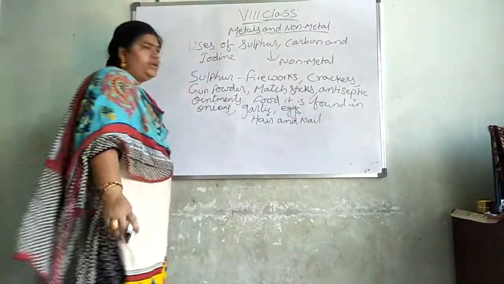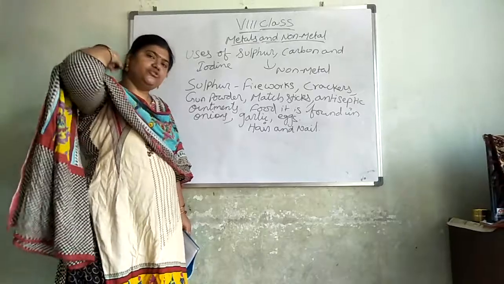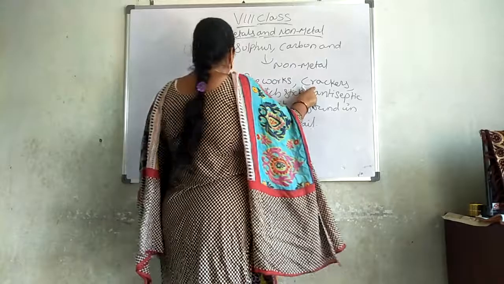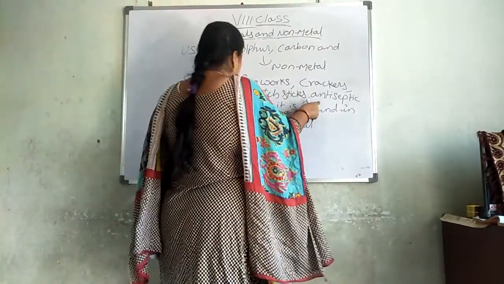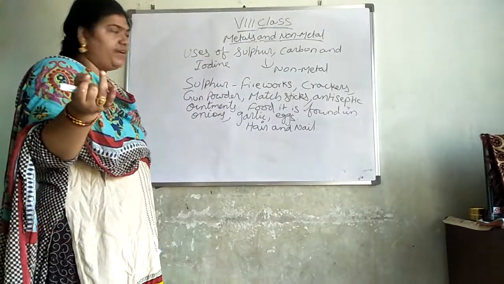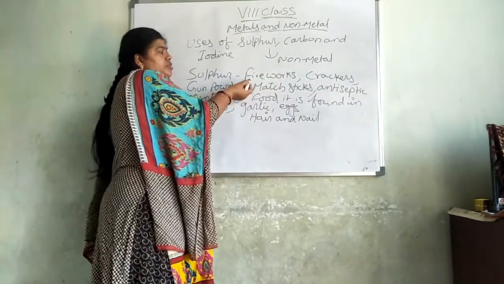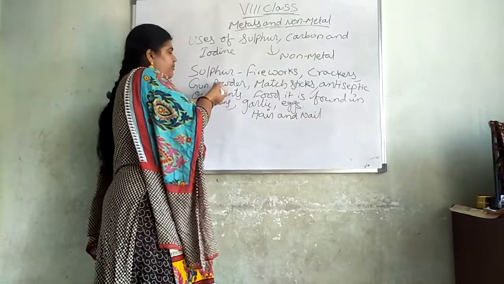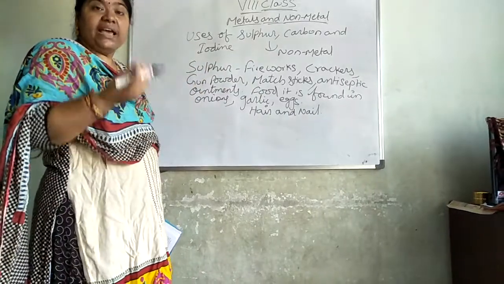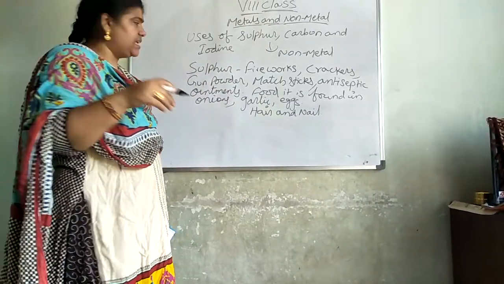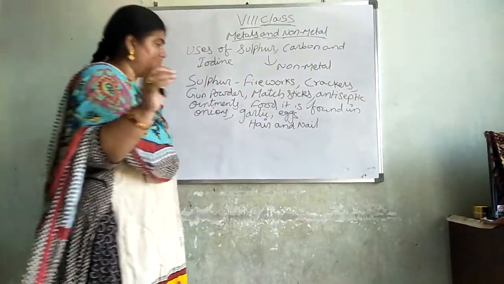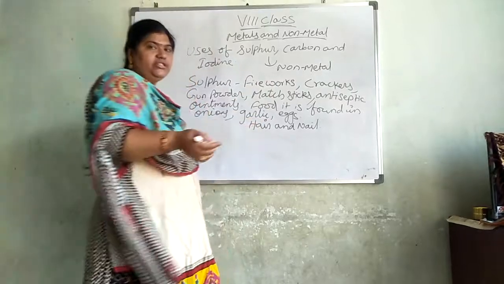See here, in what way sulfur is useful in our day-to-day life. Sulfur is useful in fireworks, crackers, gunpowder, mastics, antiseptic ointments. For Diwali you are using crackers, no? There sulfur is used. To make matchsticks we are using sulfur. Then antiseptic ointments for this purpose. In food materials in which sulfur is present, means onion, garlic, egg. And in our body parts where sulfur is present, means hair and nails, you can find this.